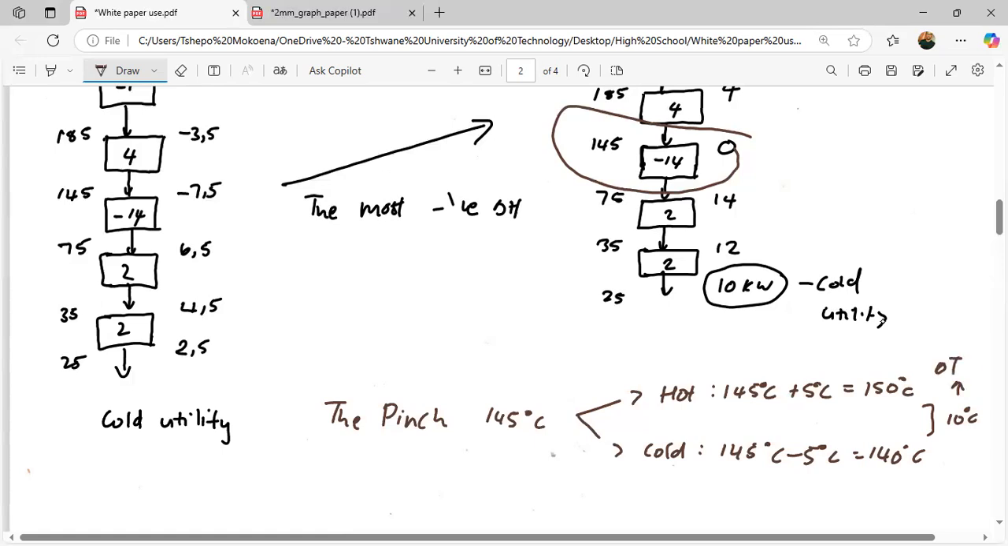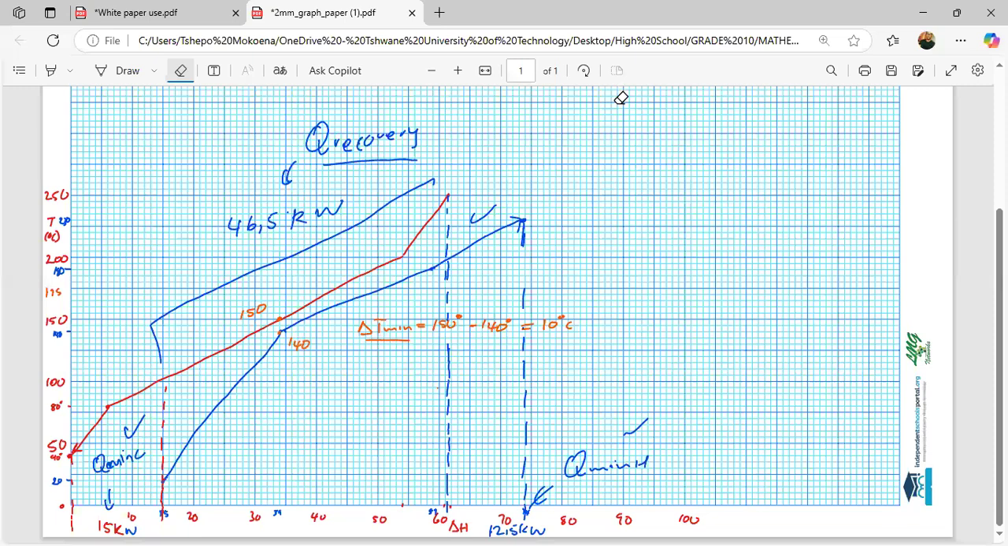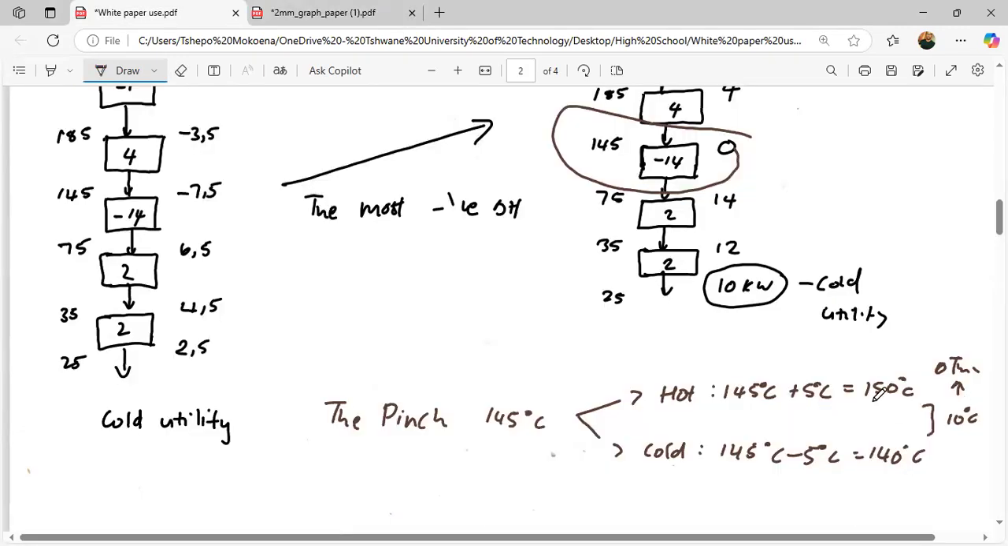So if you still remember, we did the graphical method, right? And then we got that our temperature here was 150 for hot. Our temperature for cold was 140, which now corresponds exactly with what we get when we use the cascade diagram, right?